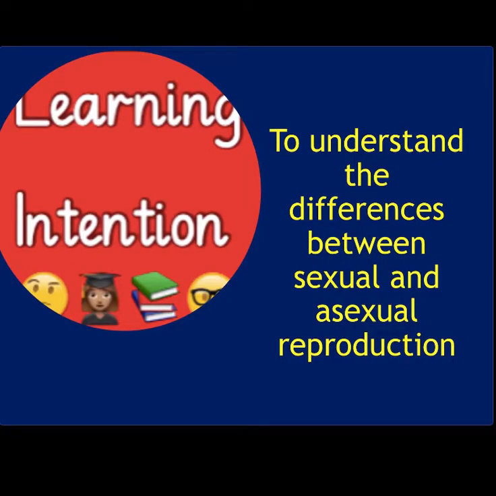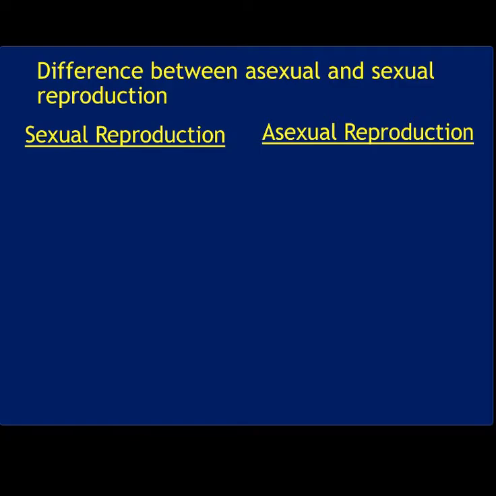So for those of you that have done that, this is our learning intention for this little section. We're going to have two learning intentions today. The first one is to understand the differences between sexual and asexual reproduction. So what you're going to do for me is give it this table, this little header, differences between asexual and sexual reproduction.